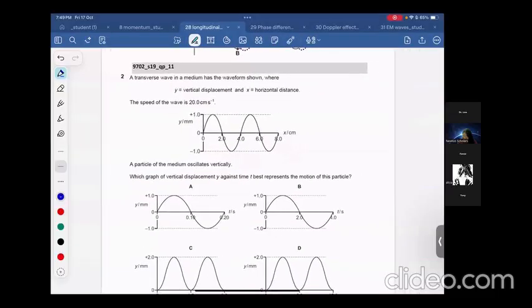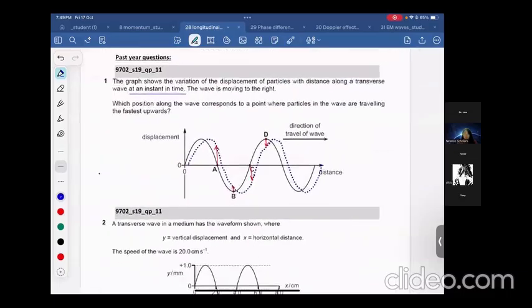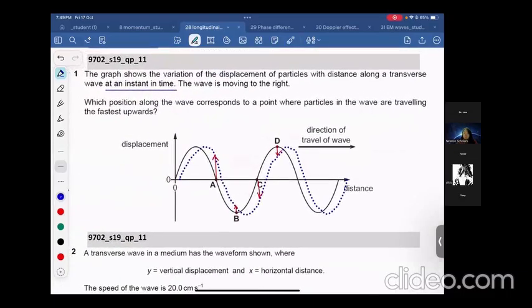So those of you who are already done with number 1, you can try number 2. But here, can you guys tell me what is your answer for 1? What is your answer for 1?